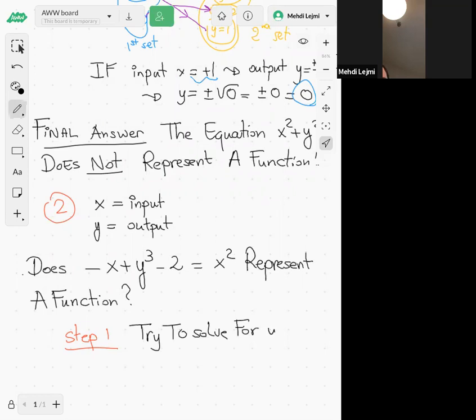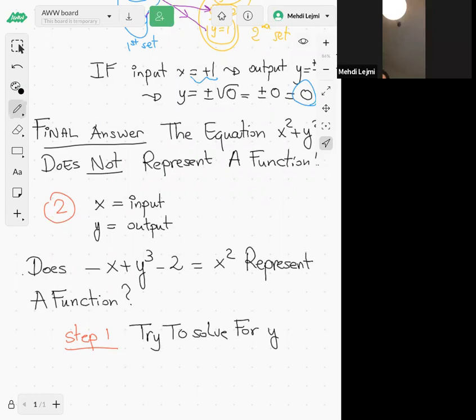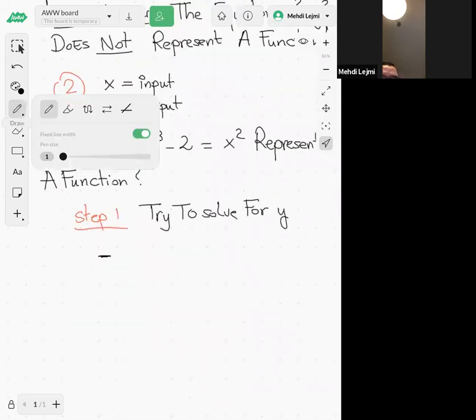Okay, it's a function. Yeah, that's true, it's going to be a function. So let me show you the steps, and then I will give you an exercise.